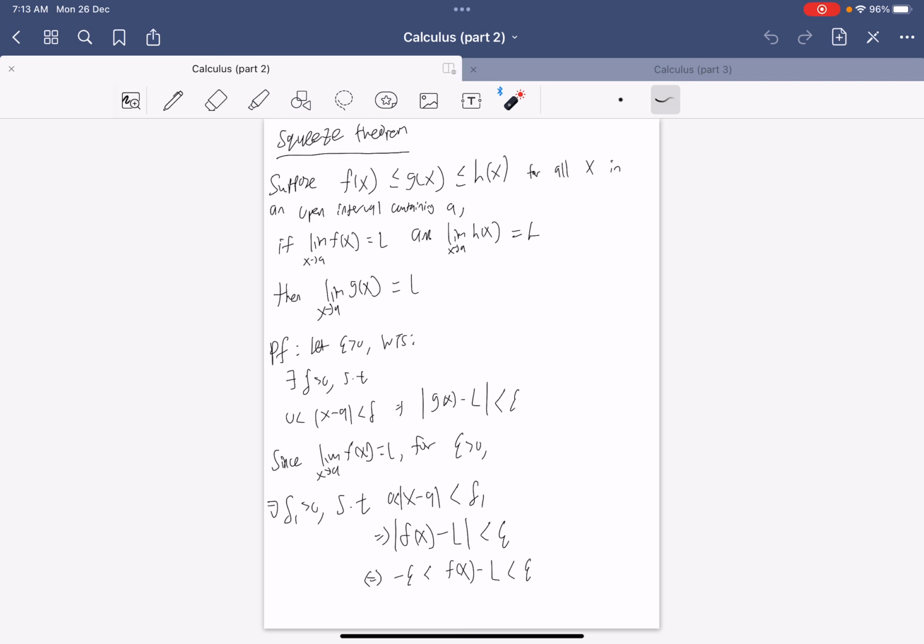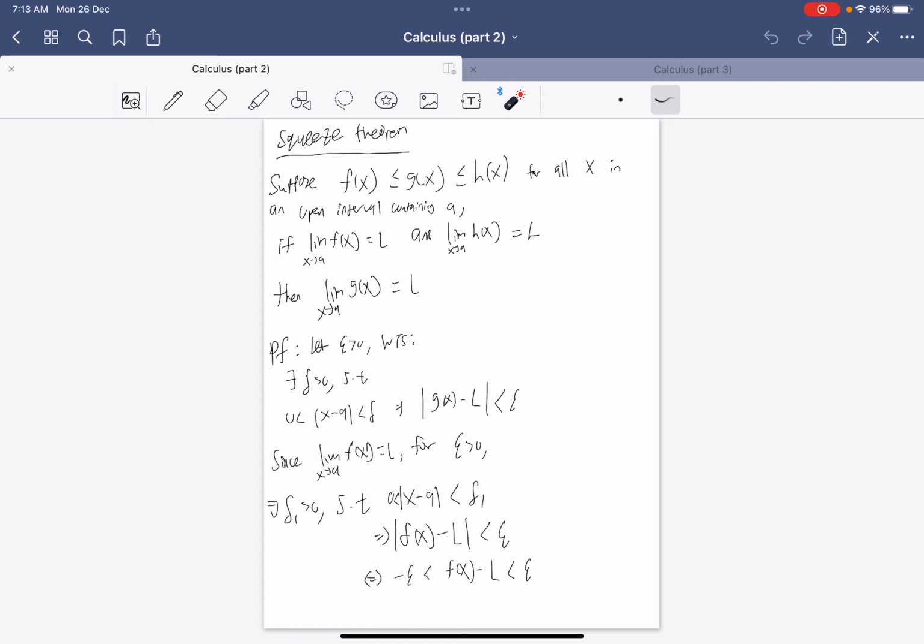And what does this mean? It means that if you are able to find an interval such that f(x) is less than g(x), which is less than h(x), and the limit of f(x) as x approaches a is L, and the limit of h(x) as x approaches a is also L, then the limit of the function squeezed in between has to be L. And we can prove this using the precise definition.